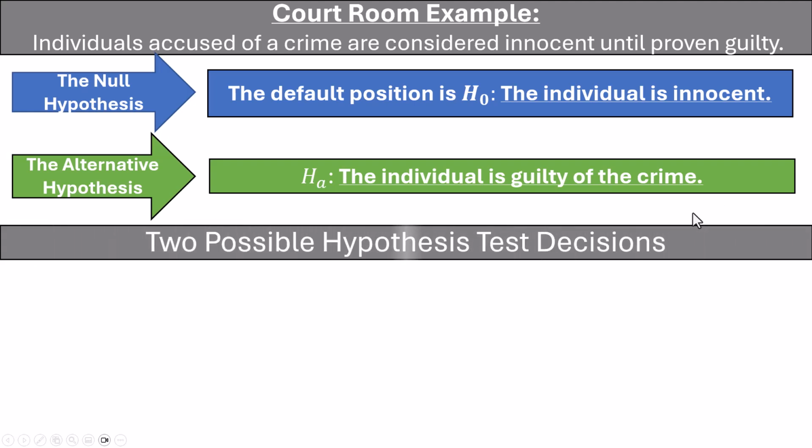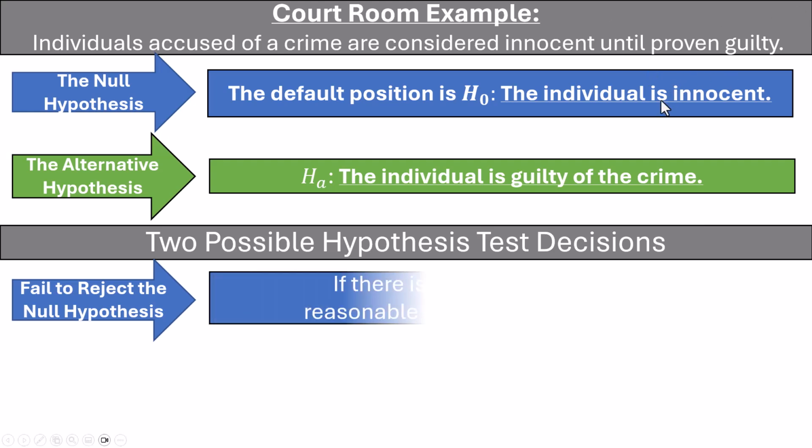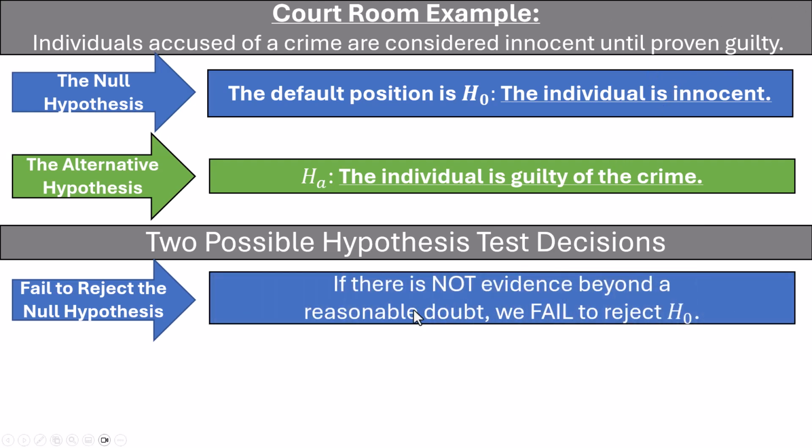And then once we go to court and the lawyers go at it with each other, they're going to put forth evidence, which is kind of equivalent in statistics to taking a sample. We're going to be making one of two decisions, right? We're either going to not reject the null hypothesis, or not reject their innocence. Basically, we would make this decision if there's not evidence beyond a reasonable doubt, which is usually the benchmark here. Then we would fail to reject the null hypothesis.